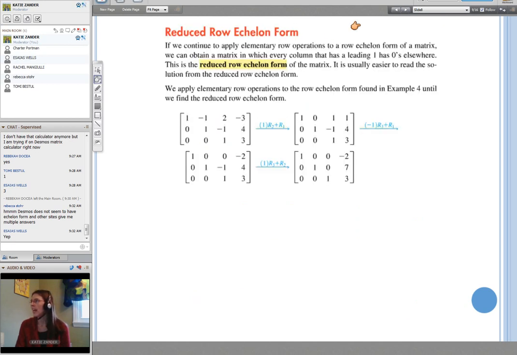All right, and the next slide is just talking more about that reduced row echelon form and how it's zeroing out the other components in the matrix that are not along the main diagonal.